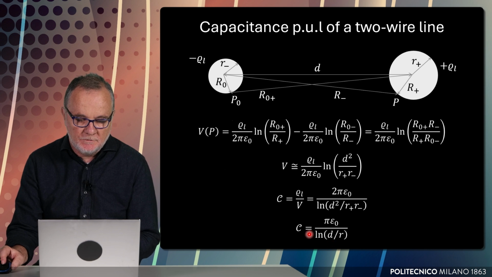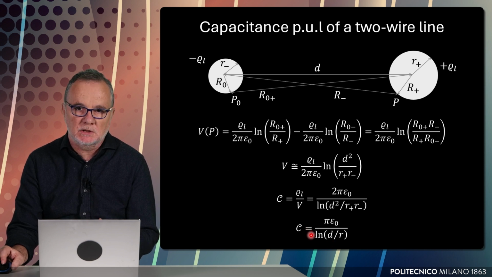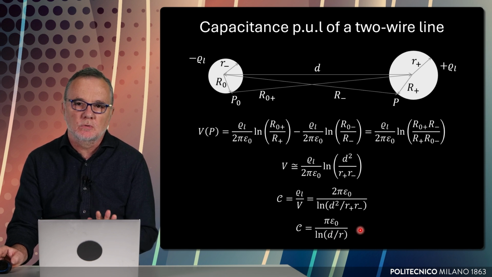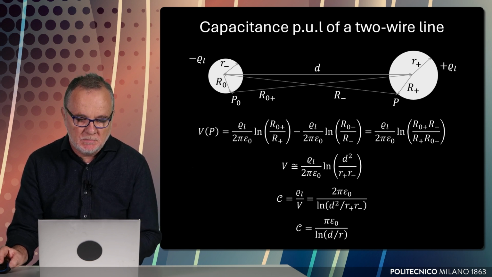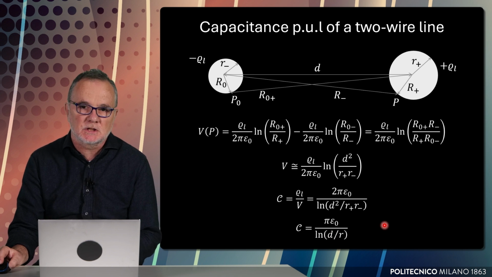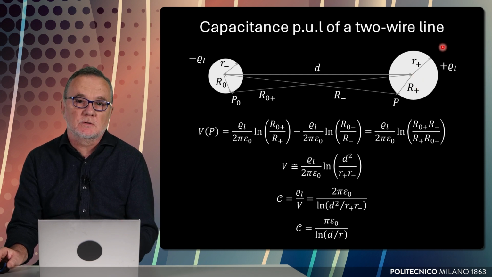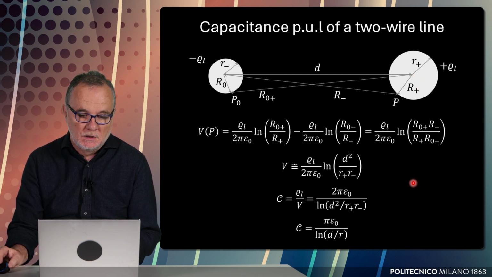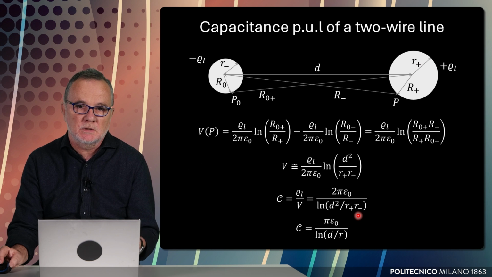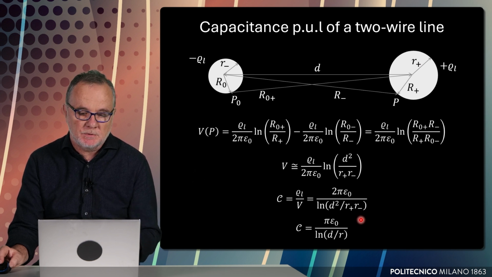As you see, the final expression is shown here at the bottom of this slide: pi epsilon naught, which is the material between the two, therefore vacuum, divided by the natural logarithm of d, the distance between the two, divided by r, which is the radius of the two conductors, if the radius is the same for the two. If it's not the same, so we have r plus and r minus, we have this other expression in which the logarithm is d squared divided by the product r plus times r minus.